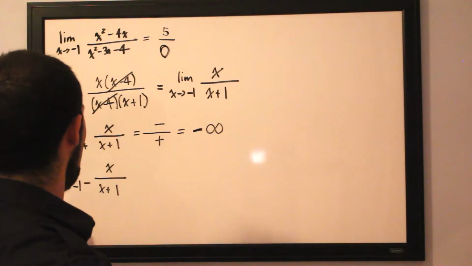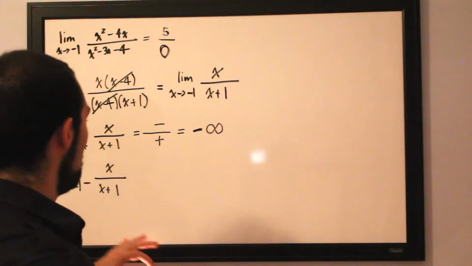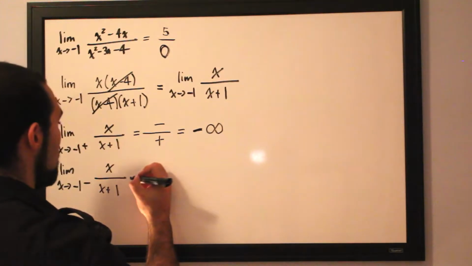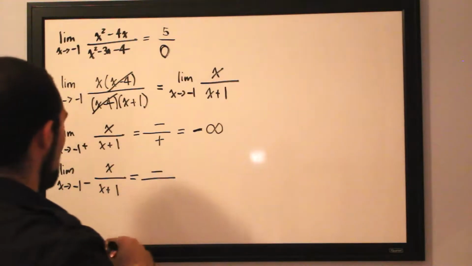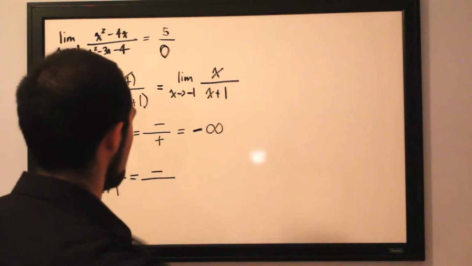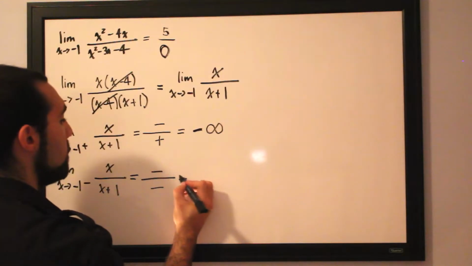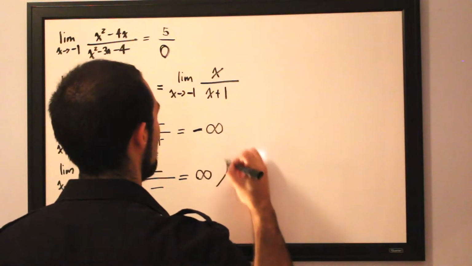And if we wanted to plug in a value to the left of negative 1, so less than negative 1, say negative 1.1, this gives us a negative value in the numerator. Negative 1.1 plus 1 gives us a negative value in the denominator, and that's going to give us a positive infinity limit.